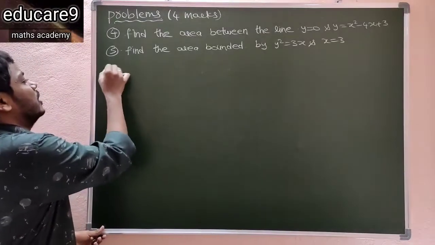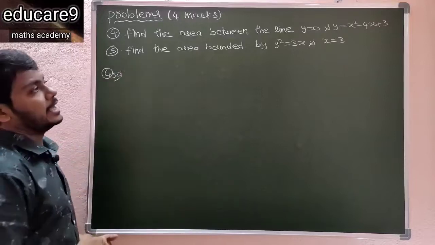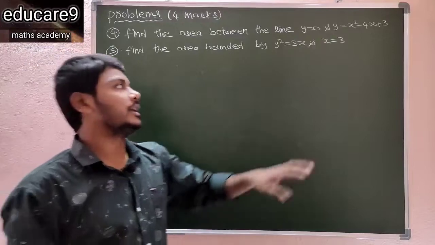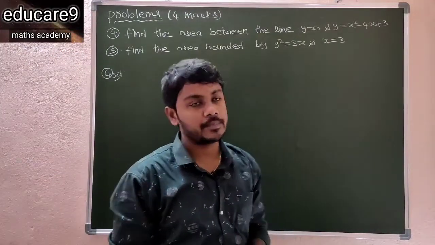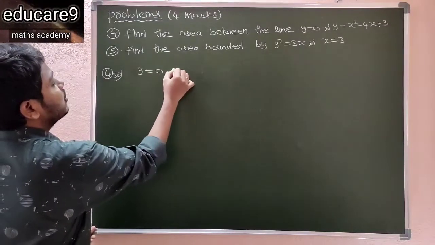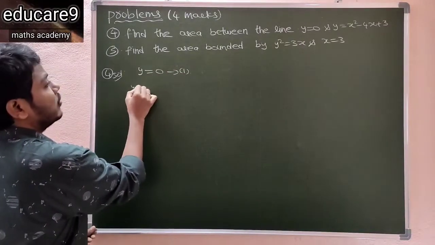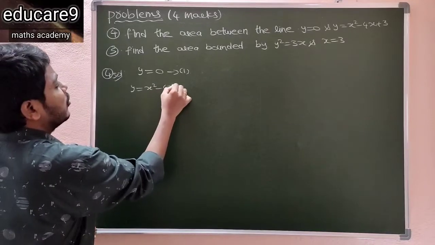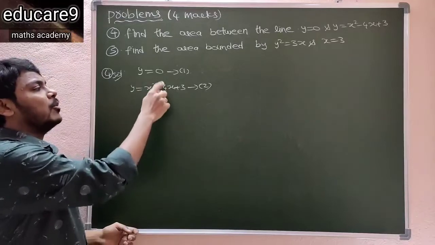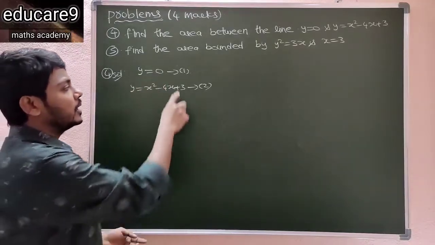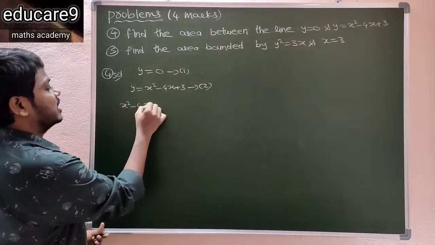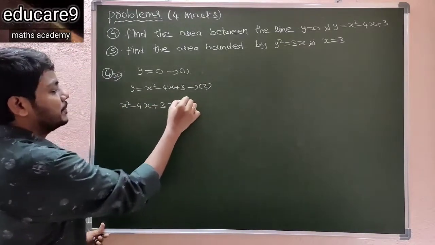So see the fourth one. Find the area between the line y equals 0 and y equals x square minus 4x plus 3. Now see here, given y equals 0, this is equation 1, and y equals x square minus 4x plus 3. So this is equation 2. So first you need to find the point of intersection of equation 1 and equation 2. So substitute here, x square minus 4x plus 3 equals 0.